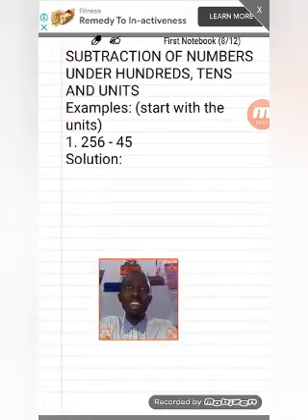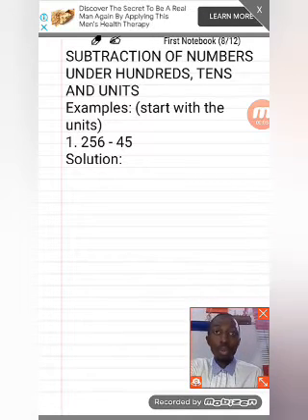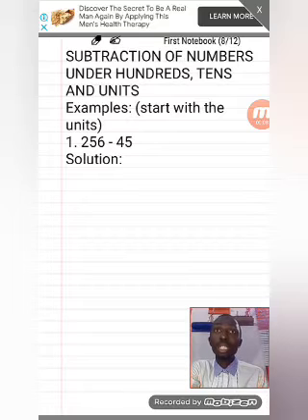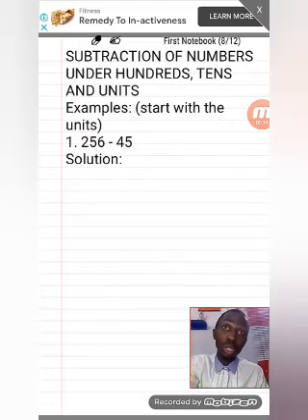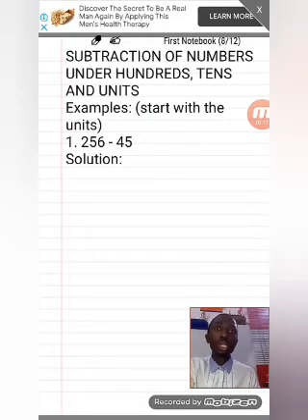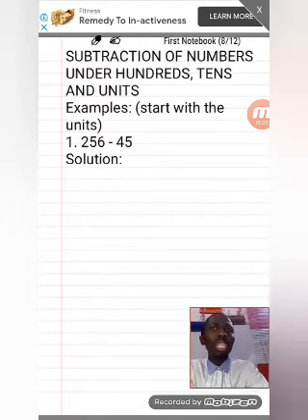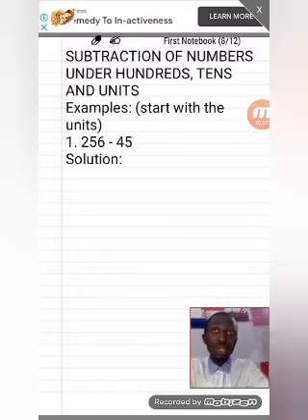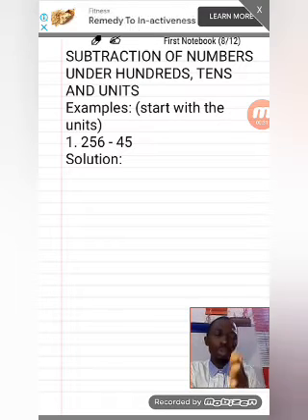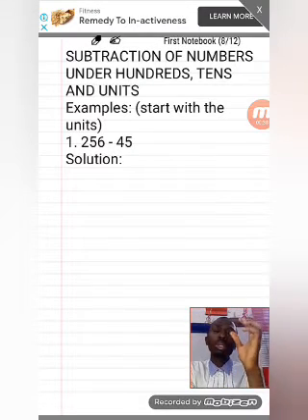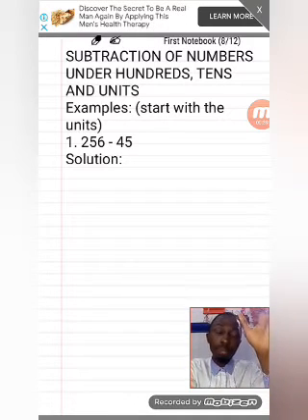We are now into the lesson. Subtraction of numbers under hundreds, tens and units. We just finished subtraction of numbers under tens and units, two digits. But now we're going into subtraction of numbers under hundreds, tens and units, in three digits. Remember, always start with the units when you are subtracting the numbers under each place value. Start with the place value of units first.